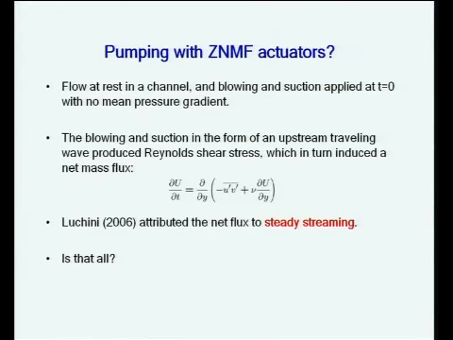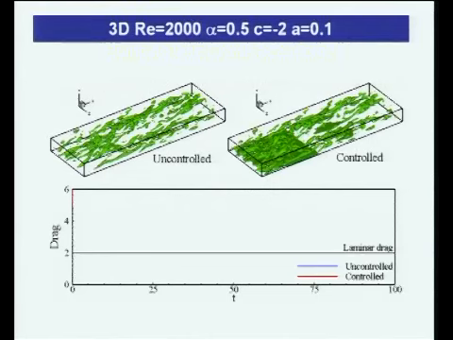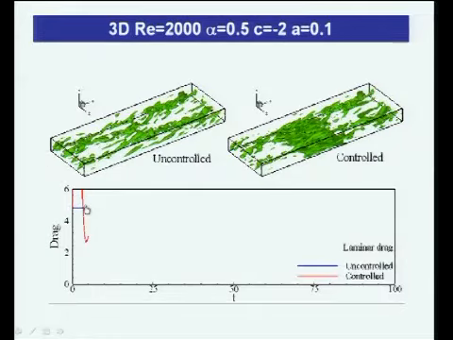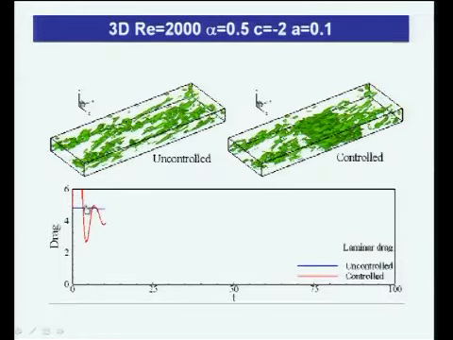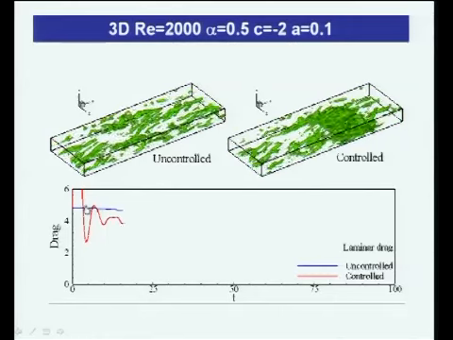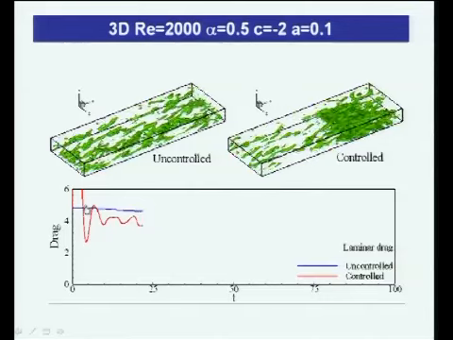Later on, Luchini looked at this, I think it's a follow-up of the work, and this is attributed to the steady streaming. This is in analogy to acoustic streaming, but this is actually incompressible flow. It's still the asymmetry created by the u prime, v prime. But is that all? Is all the reduction because we're pumping extra due to this traveling wave? I don't think so. The turbulence case is actually a lot more than that.